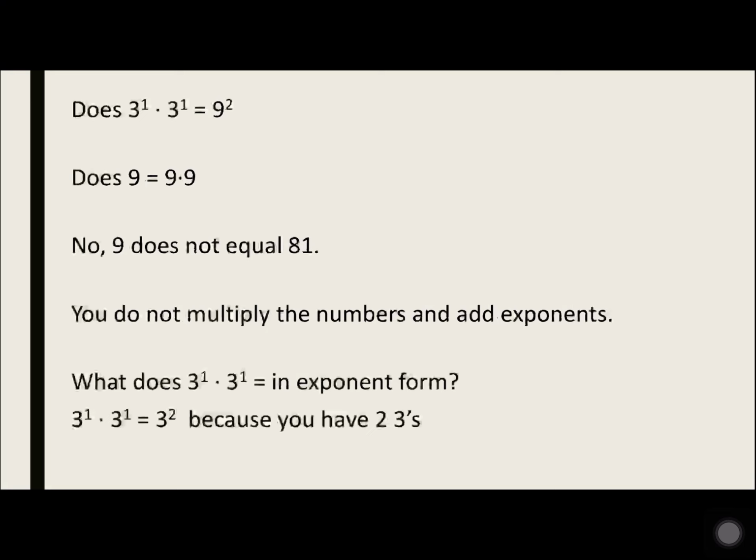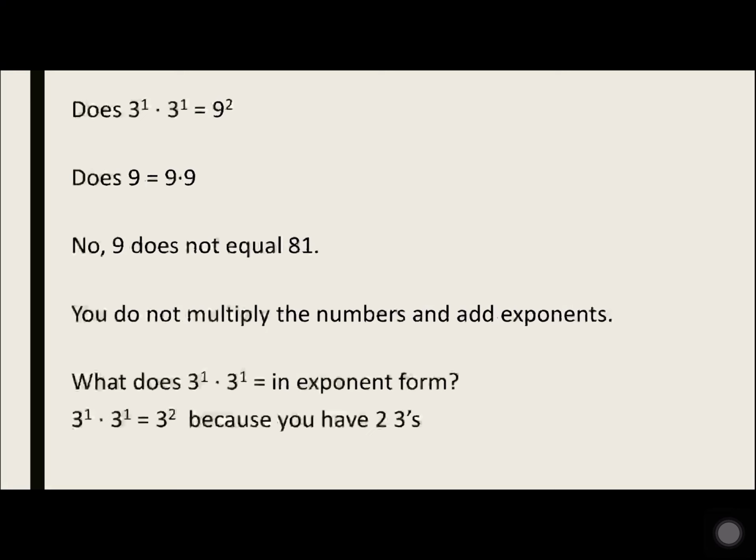Does 3 to the 1 times 3 to the 1 equal 9 to the 2? Well, 3 to the 1 is 3. The other 3 to the 1 is 3. So the left side is really 3 times 3, which is 9. The right side is 9 squared, 9 to the 2, which means 9 times 9. Does 9 equal 9 times 9? 9 times 9 is 81. 9 does not equal 81. You don't multiply the numbers and add the exponents.